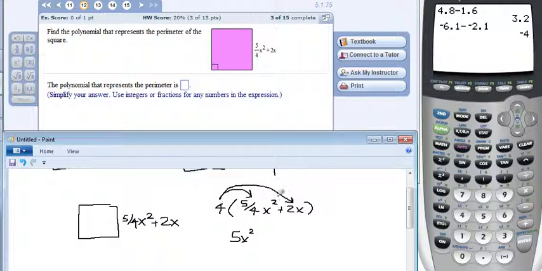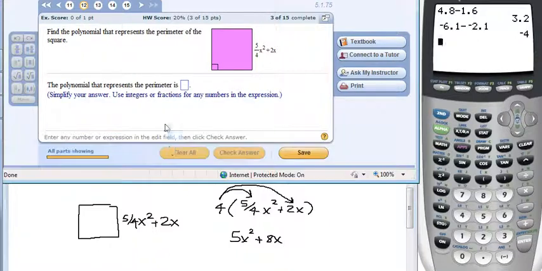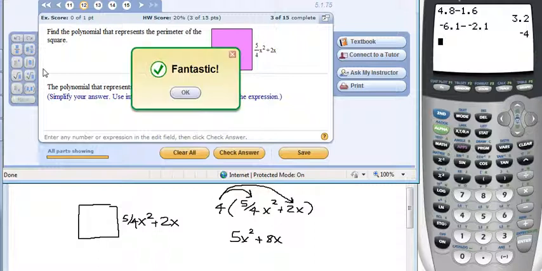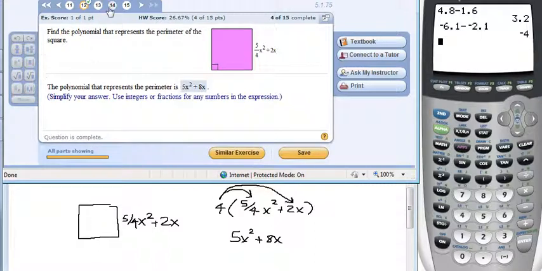I'm going to do it again. 4 times 2 is 8, 8x. Okay? That's my perimeter. Can we try that? So we have to do our 5x. I'm not going to check all of these. It's just too much work. And I really don't think that you need to see every single thing in here, but we can try some of these.